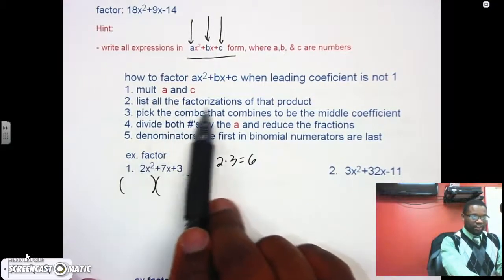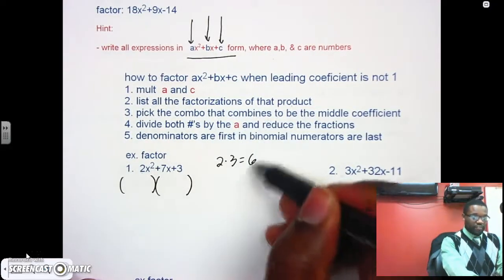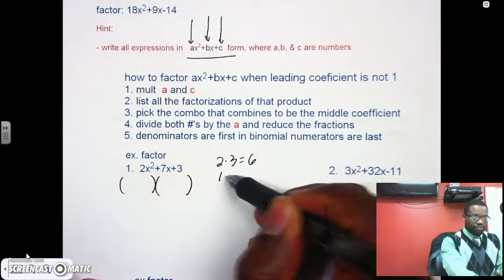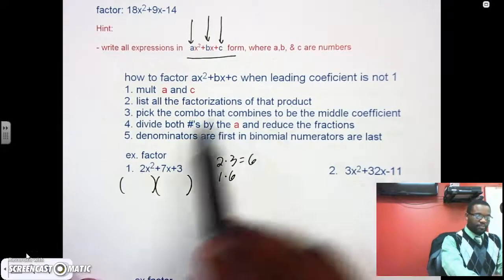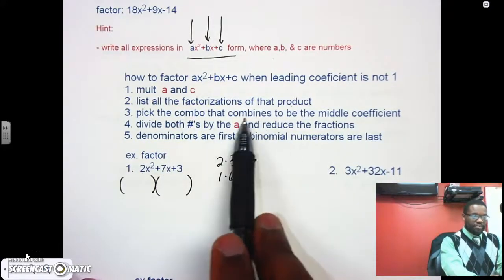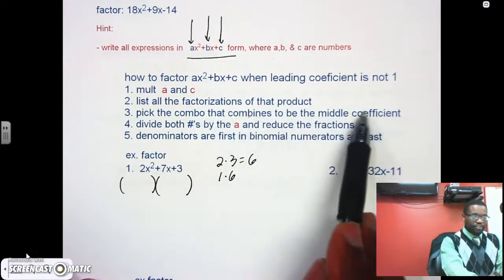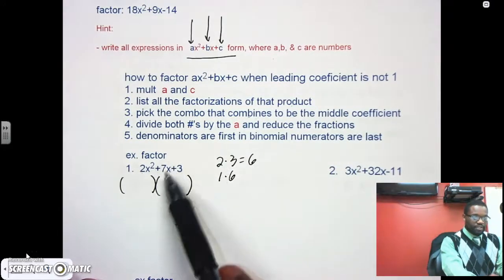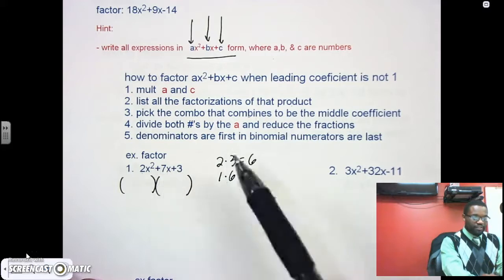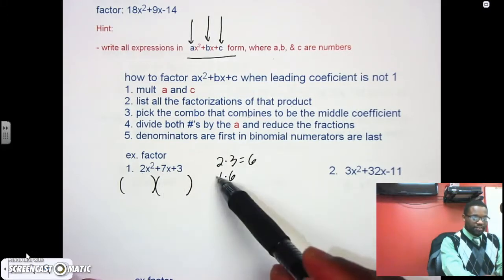Then I list all the factorizations of that product. So everything that multiplies to be a 6 is 2 and 3 and 1 and 6, right? Then pick the number combination that combines, meaning add or subtract, to be the middle coefficient. So which one of these two numbers can add or subtract to give me 7? The pair of numbers that gives me a 7 is 1 and 6. It's a positive 1 and a positive 6.